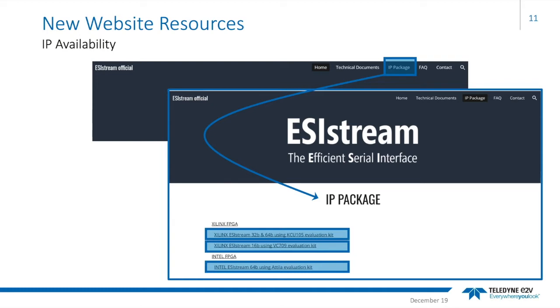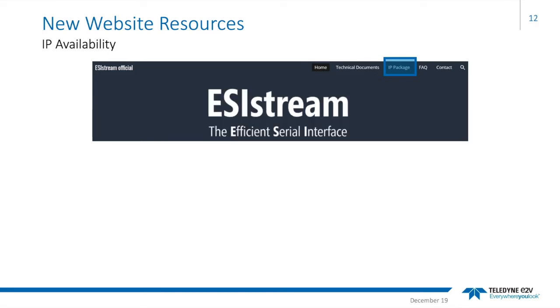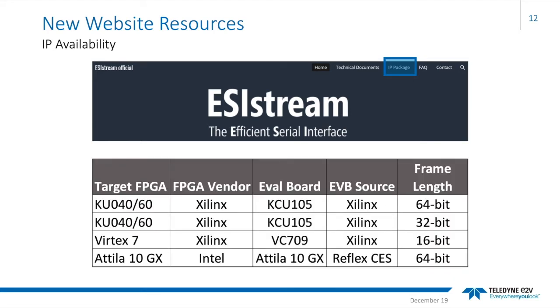However, in respect to Xilinx, it helps to understand what data frame length you need, and this is what I intend to explain next. We'll talk shortly about what differences the frame length makes with respect to determining the correct IP package to use. In this table, we show the relationship between the various supported FPGAs, their evaluation boards, and the frame length. Once you understand the importance of frame length selection, you'll know exactly which IP package to target.